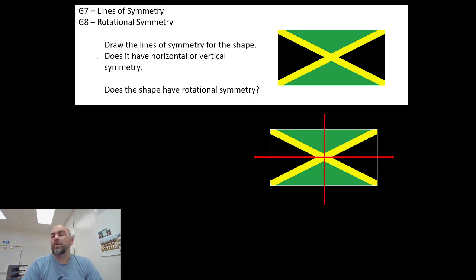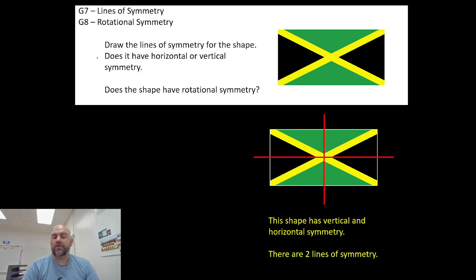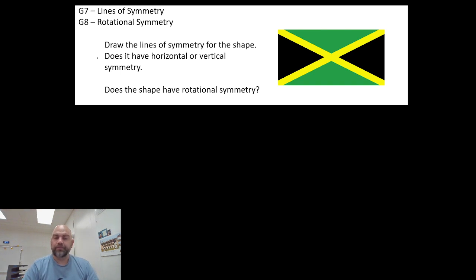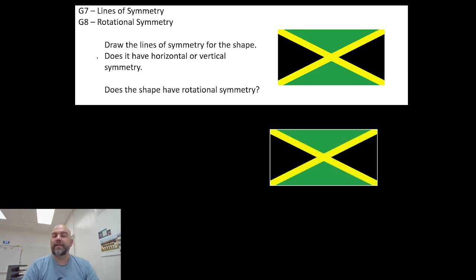The only flags that would work for oblique symmetry are ones that are square, and there's not a lot of those out there. Gladly try to figure out one that might be, if you know your flags of the world. This one here only has the two lines. It has vertical and horizontal symmetry, but this flag does in fact have that kind of symmetry where not every flag does. Now, does it have rotational symmetry?